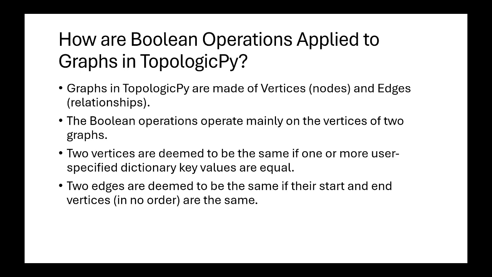So how are Boolean operations applied to graphs in TopologicPy? Graphs in TopologicPy, as you know, are made of vertices or nodes and edges, which are usually relationships. The Boolean operations operate mainly on the vertices of two graphs. So two vertices are deemed to be the same if one or more user-specified dictionary key values are equal. And two edges are deemed to be the same if their start and end vertices, in no order, are the same.